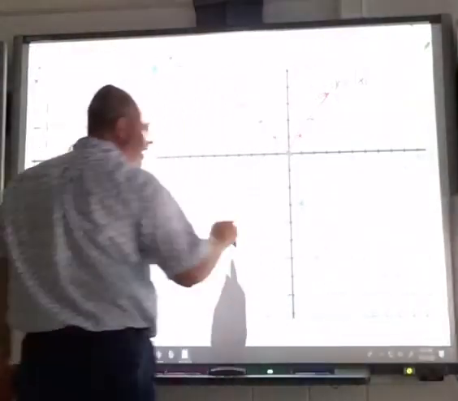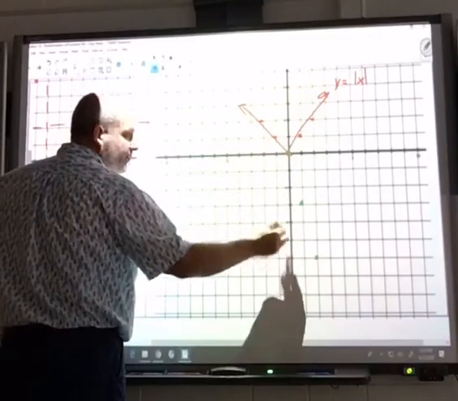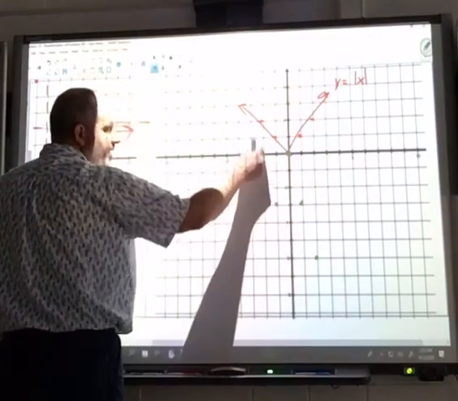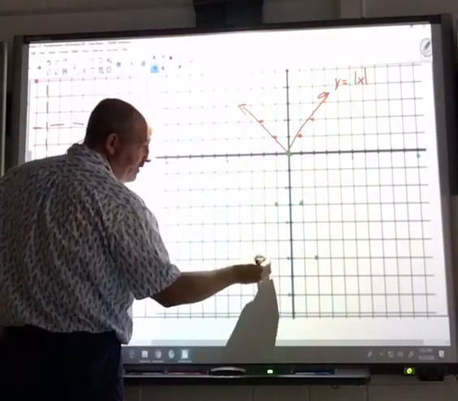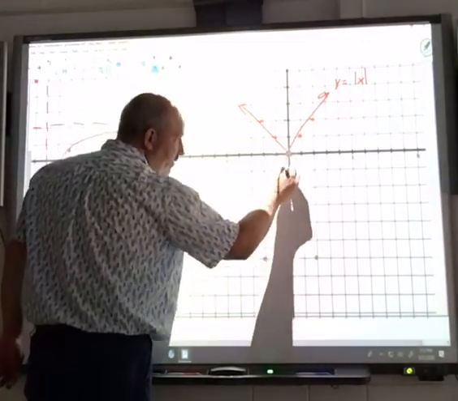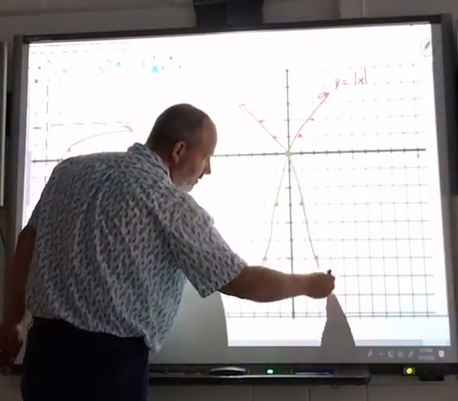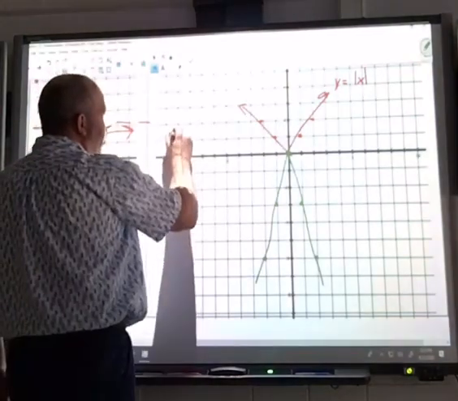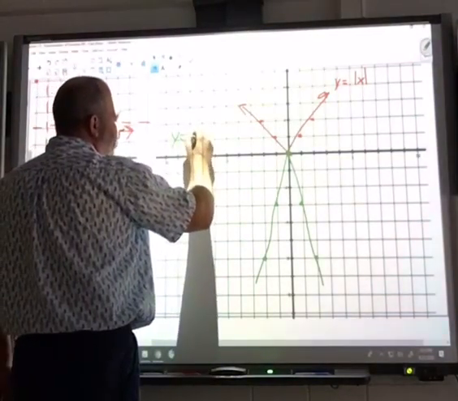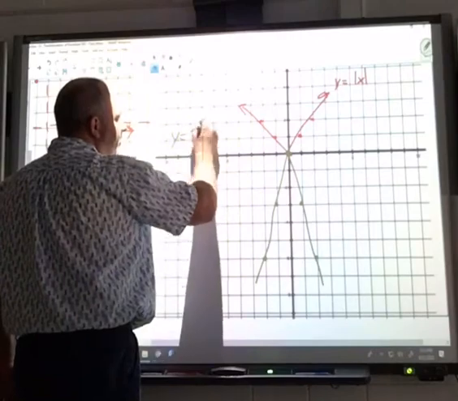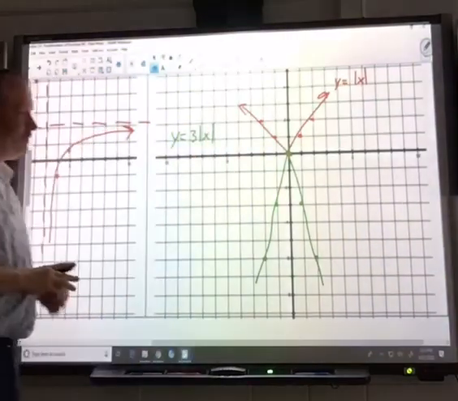Same thing on the other side. You take a 1, you multiply it by 3, you get -3. You take a 2 and you multiply it by 3 and you get -6. And then you connect the dots from left to right. And that green one is going to be y. I'm going to put it over here because then it's going to be out of the way. Y is equal to 3 times the absolute value of x.